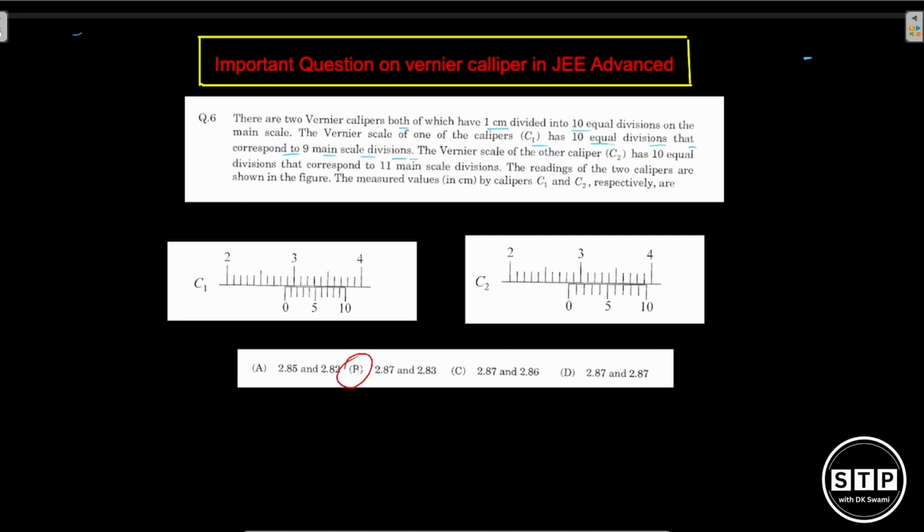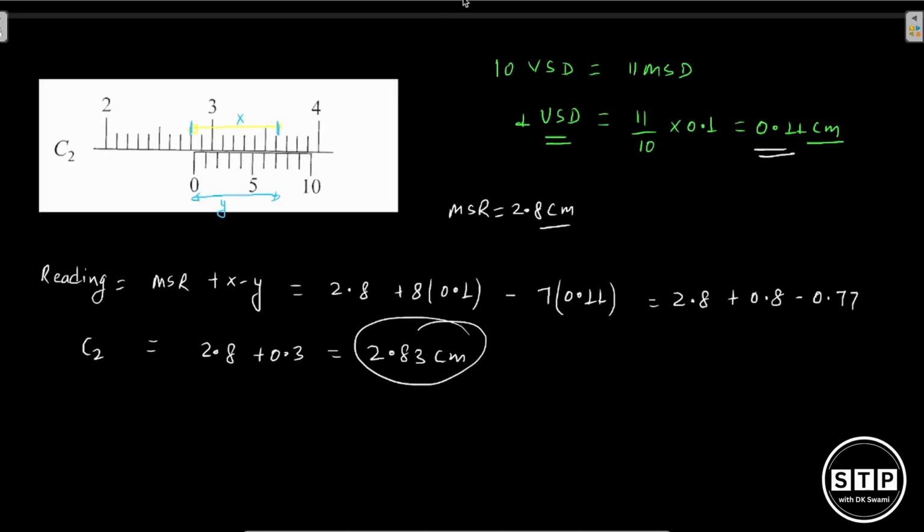So this is how we can find out the reading. In an unfamiliar kind of situation, we just need to apply the length formula. Somehow we need to find out the total length, that is MSR plus x minus y, and you need to calculate x minus y. So okay, let's end over here. Thank you for watching.